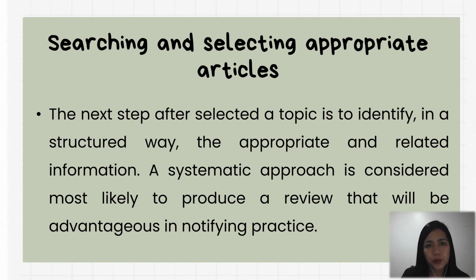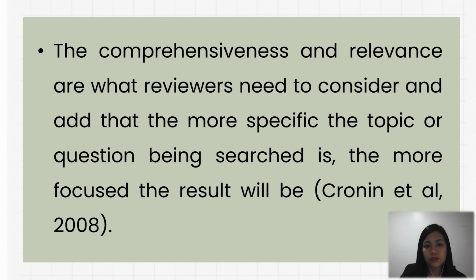Searching and selecting appropriate articles. The next step after selecting a topic is to identify what structure you are going to use. For the appropriate and related information, a systematic approach is considered most likely to produce a review that will be advantageous in informing practice. Comprehensiveness and relevance are what reviewers need to consider, and the more specific the topic or the question being searched is, the more focused the results will be.